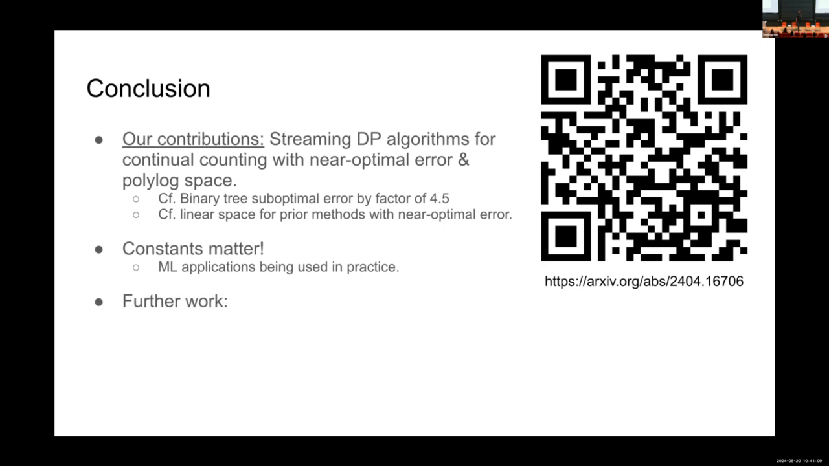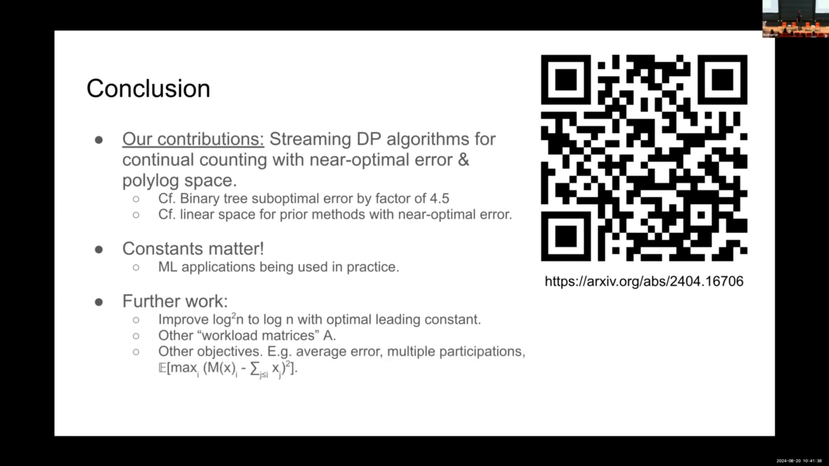There's a couple of directions for further work. So I told you we have 2 results. One that gets the right leading constant, but has log squared n space. One that slightly loses on the leading constant in exchange for getting a log n space. Can you get them both at the same time? There's also the question of studying other matrices other than this all ones matrix. Fairly natural.